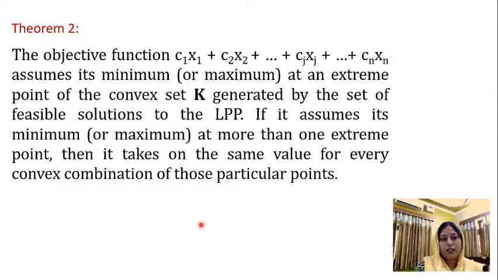There is another result which we use in trying to obtain a solution. The objective function summation cj xj assumes its minimum or maximum at an extreme point of the convex set K generated by the set of feasible solutions to the linear programming problem. If it assumes its minimum or maximum at more than one extreme point, then it takes on the same value for every convex combination of those particular points. The proof can be seen from Hadley. This is given in the references.